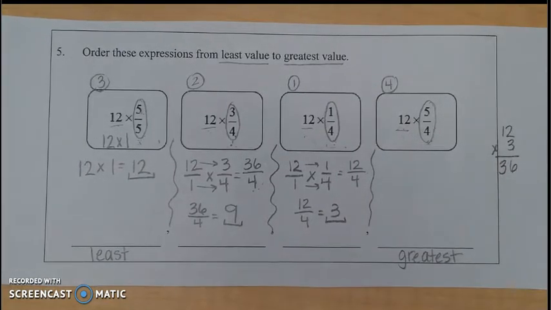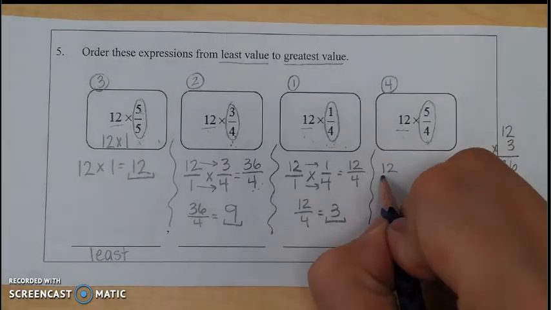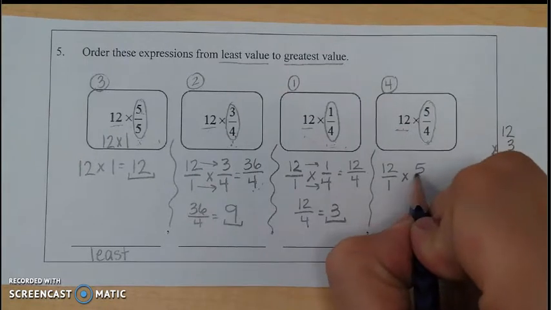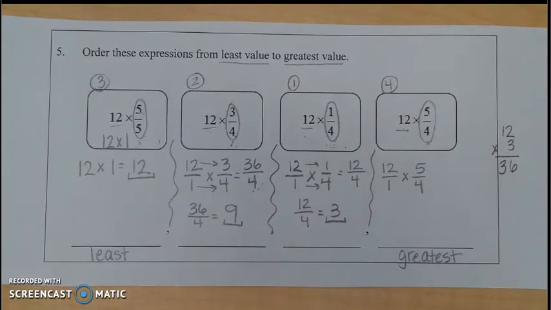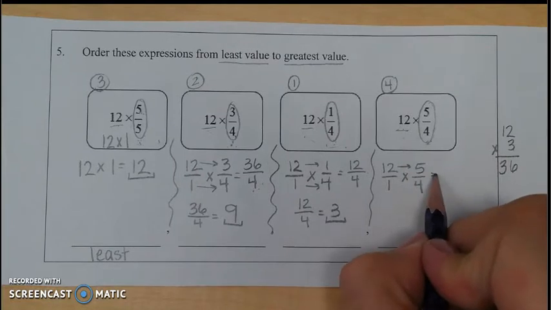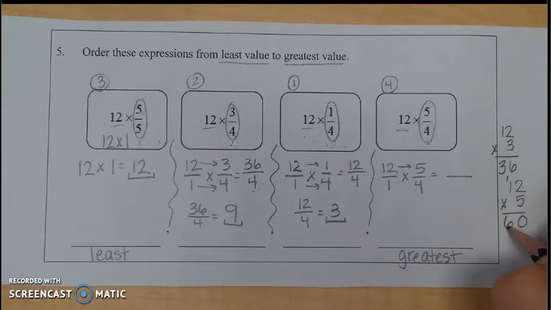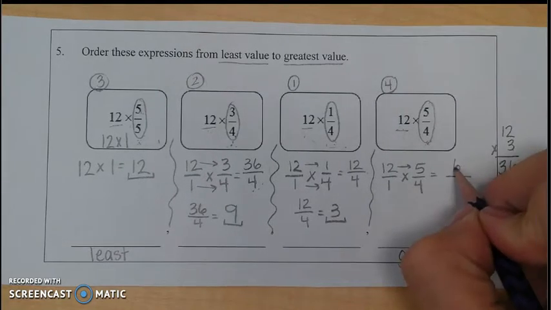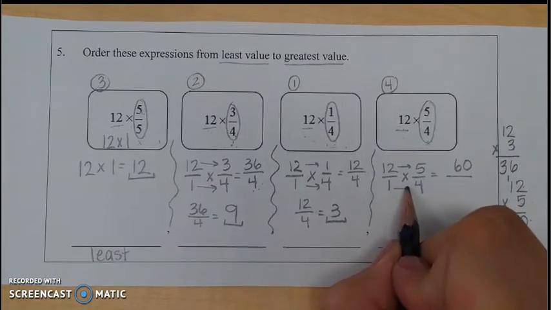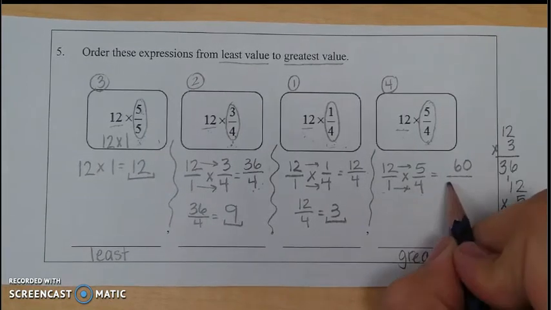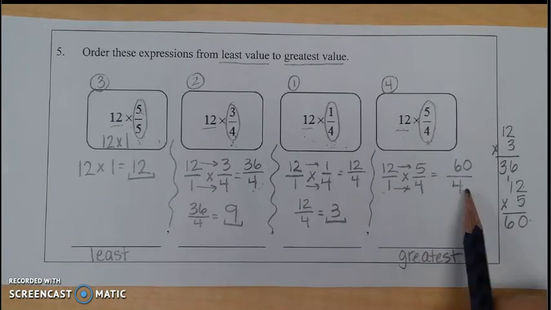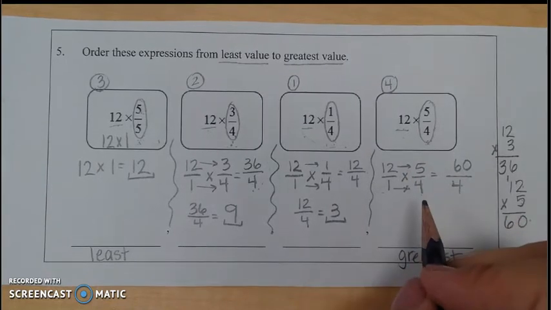Again, I'll follow the same set of steps for 12 times 5/4. Make the whole number a fraction, multiply by 5/4. Multiply the numerators across. Again, on the side of the paper, do 12 times 5. 5 times 2 is 10. 5 times 1 is 5, and 1 more is 6. So 12 times 5 is 60. The numerator is 60. And multiply the denominators across, which is 4. 1 times 4 is 4. You're left with 60/4, which is an improper fraction.